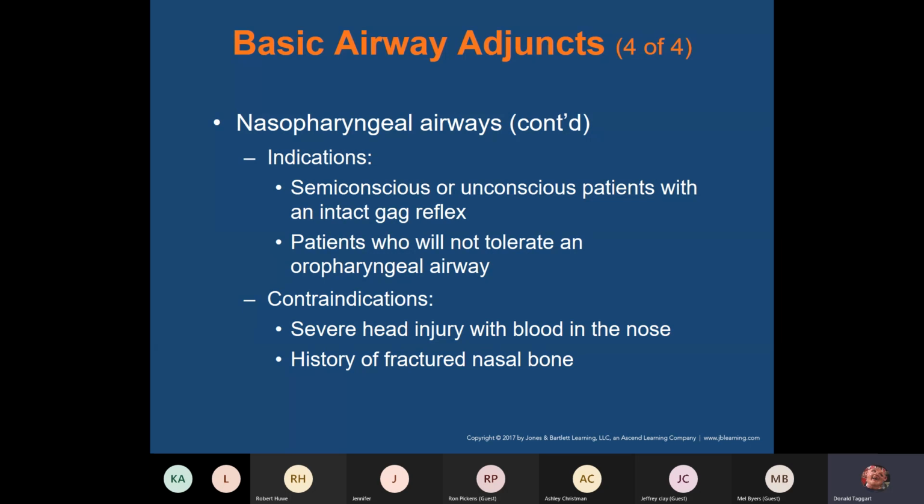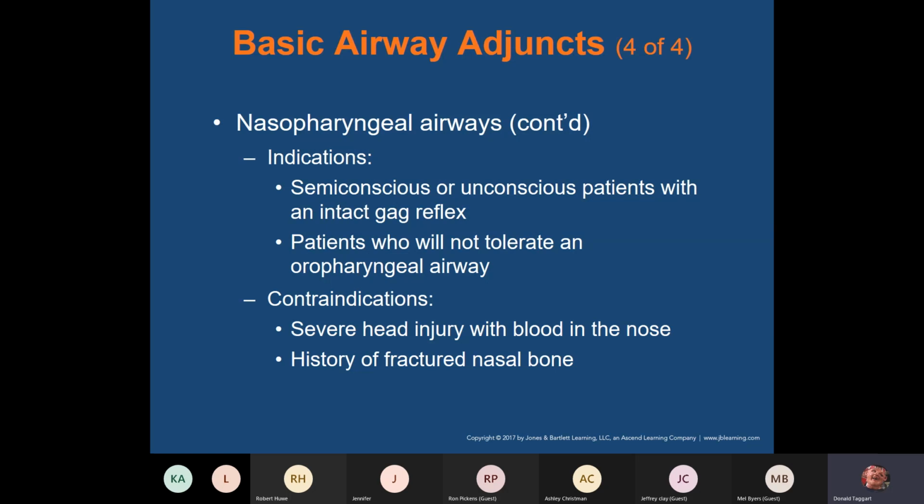An absolute contraindication, guys, and please write this down or mark it, is you do not put an NPA in someone that has a face fracture, particularly with blood from their nose. Because they might have a fracture, like their cribriform plate or something, where instead of curving around the nasopharynx dropping down, it just keeps going straight. It's probably pretty rare. It's probably only happened twice, but someone noticed it.